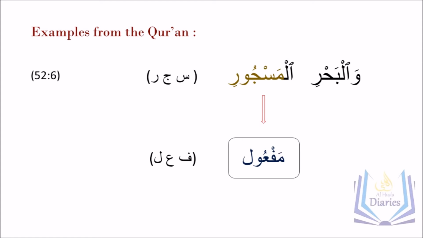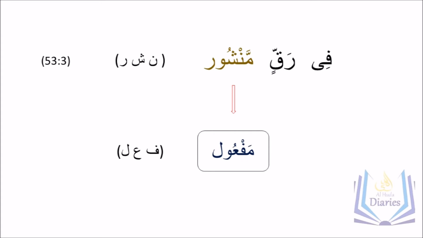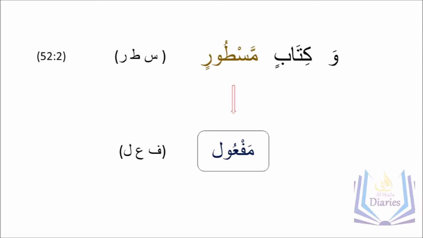Some examples. Wal bahril masjur. So masjur, the root letters of masjur are sin, jim, ra. If you substitute sin, jim, ra with fa, ain and lam, you will come up with maf'ool. Masjur, maf'ool. Fi raqim manshur. Manshur is also in the maf'ool structure. Wa kitabim mastur. Mastur is also in the maf'ool structure.